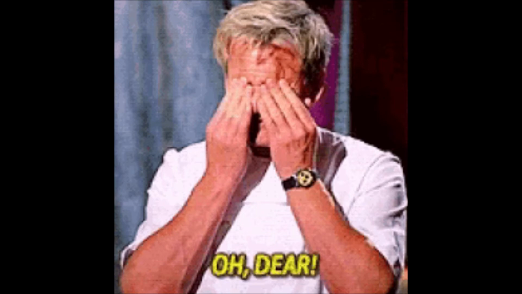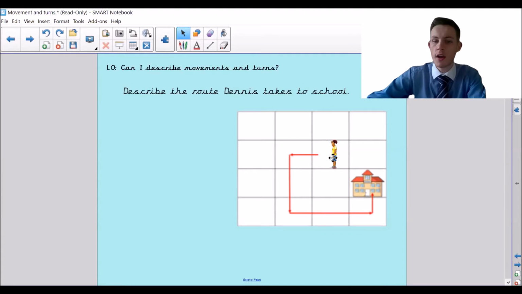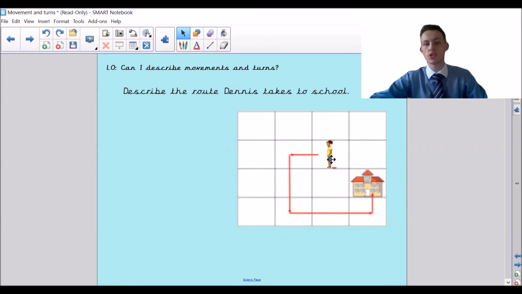Thank you for understanding. Okay, so if you'd said that he needs to move forward, you're right, but how far forward? If we didn't tell Dennis when to stop, he would just keep going and going and going till he's right off our page. So you needed to say he needs to move forward just 1 square. So Dennis moves forward 1 square.